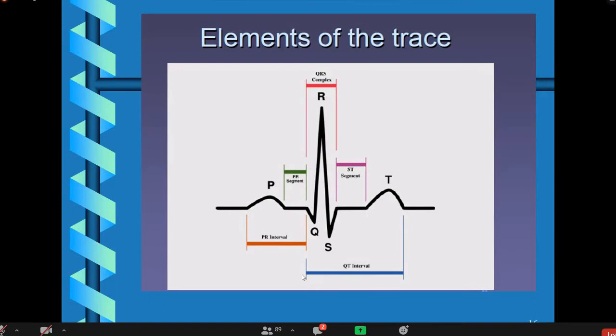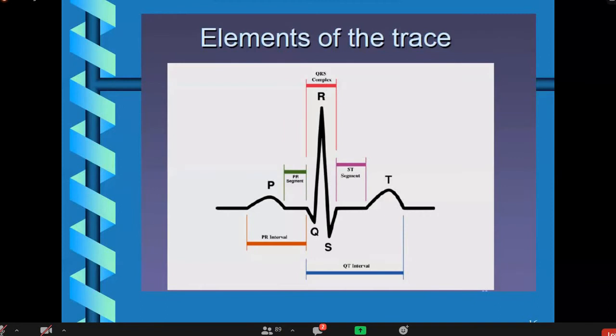Then what about the QT interval? As I was telling you, rate, rhythm, axis, and intervals. So the intervals are these: PR interval, QT interval. It starts from the beginning of the Q wave to the end of the T wave. It has significance in long QT syndromes or drug induced long QT. You should know how to at least recognize the QT interval. Normal QT interval is 380 to 420 milliseconds, but it can be up to 460 or 470, it's fine. Above that, or above 500, the QT interval is abnormal.